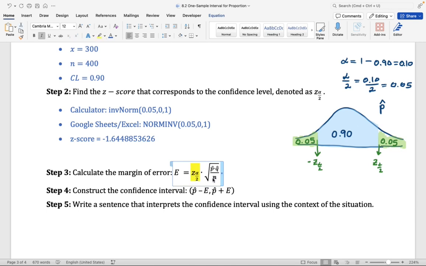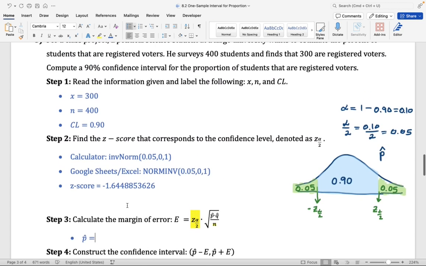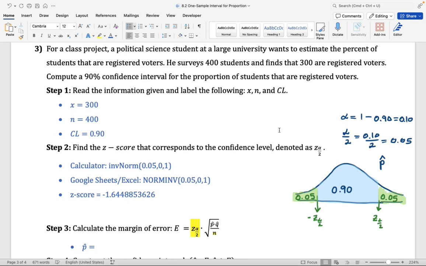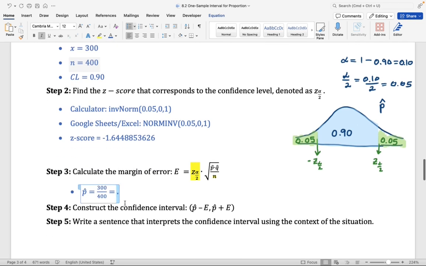We have the value of n. N is 400. But we don't have the value of p-hat and q-hat. So let's go ahead and find those values. Here, p-hat is the proportion of people that said they are registered voters. To find p-hat, we take x divided by n. That is 300 divided by 400. This should give you 0.75.